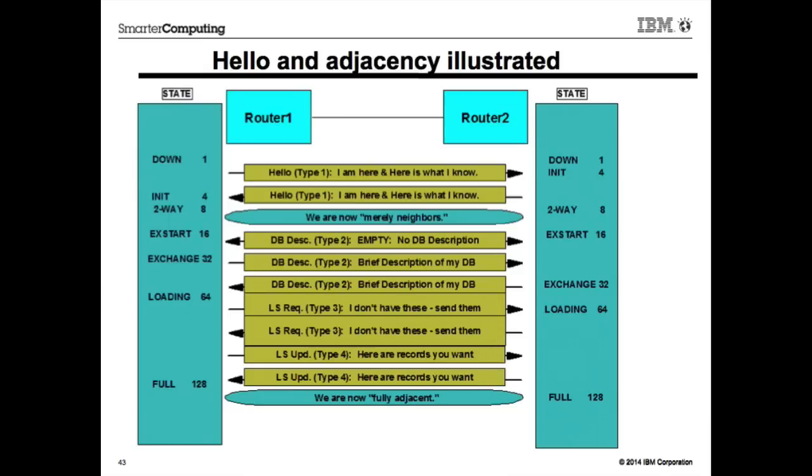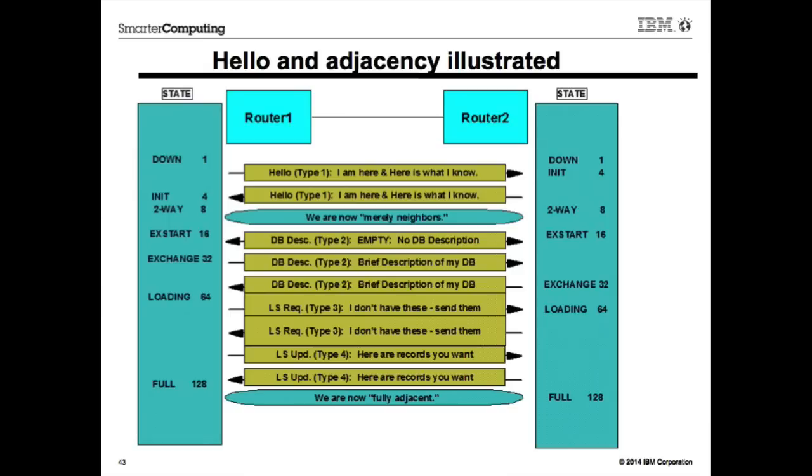As soon as you hear from a neighbor that he has received your hello, in other words, you get a hello from him saying, I know that you're one of my neighbors, then we're in state 2-way, which is state 8. That means two-way communications. Each router has now recognized each other. At that point, we are now what we call merely neighbors. We're not adjacent, we're just neighbors. We know each other's there.